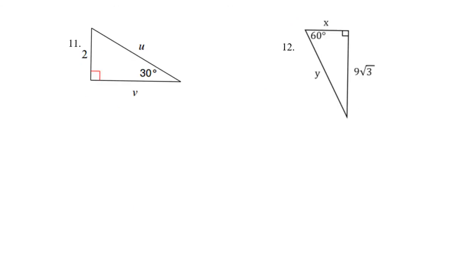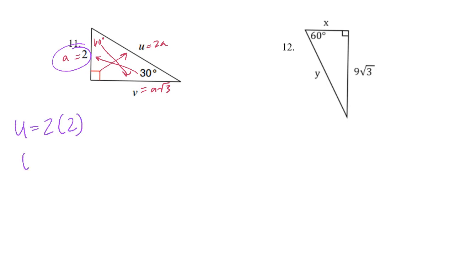All right, looking at the last 2, hopefully you tried these. First one is a 30, 60, 90, and the side across from the 30 is A. The side across from the 90 is 2A, and the side across from the 60 is A root 3. All right, so we have the A equals 2, so we can go ahead and plug that in for U. So U equals 2 times 2, so U equals 4. And same thing for V. V equals 2 root 3.